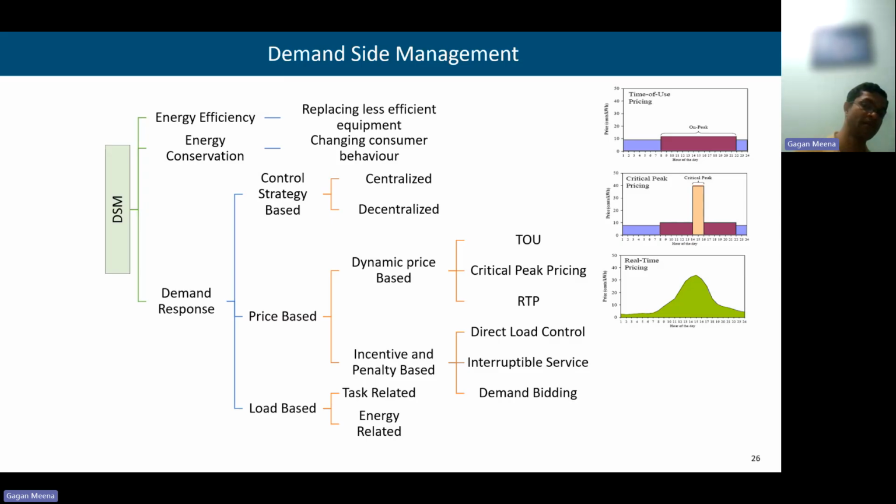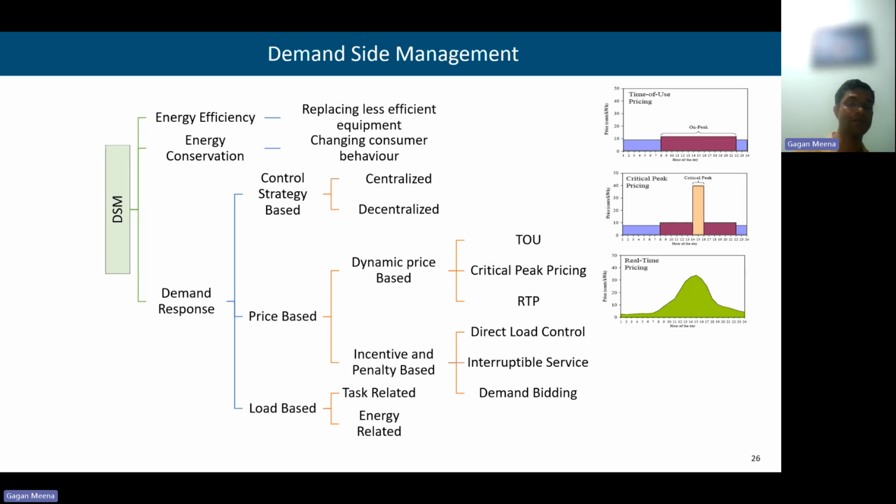And then last one is the demand response. It is three types. One is control strategy based, second is price based, and third one is the load based. The control strategy based can be both centralized as well as decentralized. However, in a centralized approach, even a single link failure will put you in a difficult position. In distributed, even if you miss a single point, it's not a problem in my approach. So that's the control strategy based.